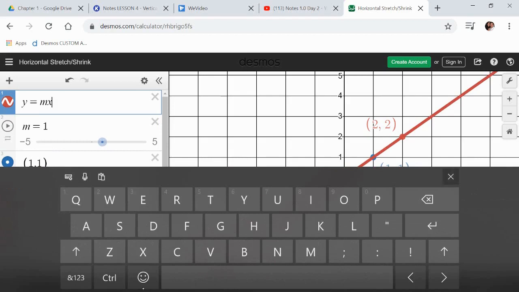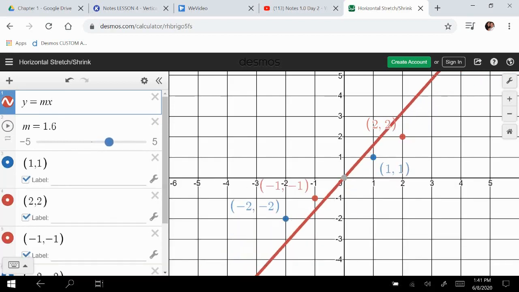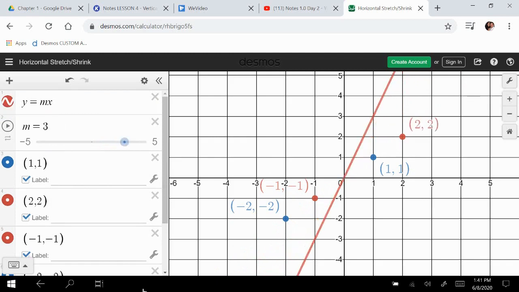Now let's talk about if I slide this. Like, let's say this time I want a number bigger than 1. What happens when my number gets bigger than 1? What's happening to the slope? Like if my value is 3, see how the slope is much steeper? So if you have a number that is bigger than 1, it's going to vertically stretch your graph. Let me go back to 1.